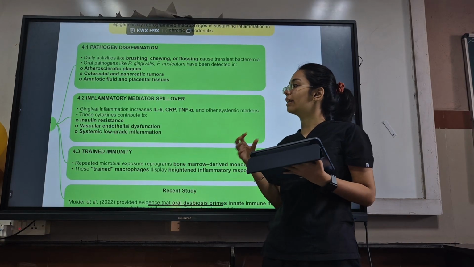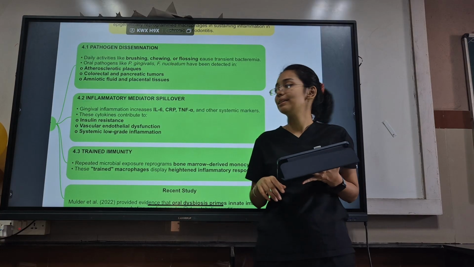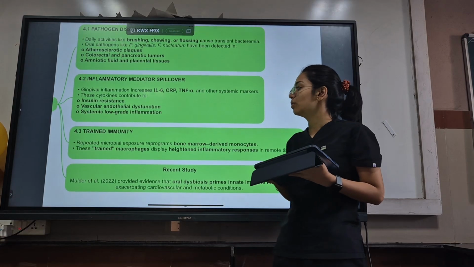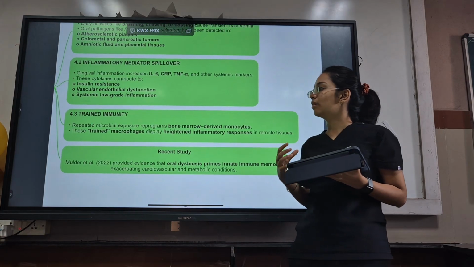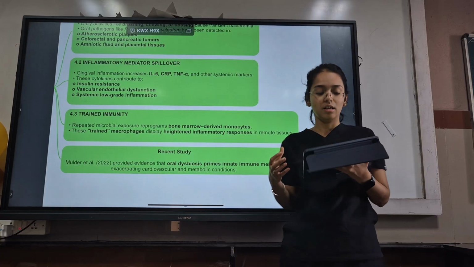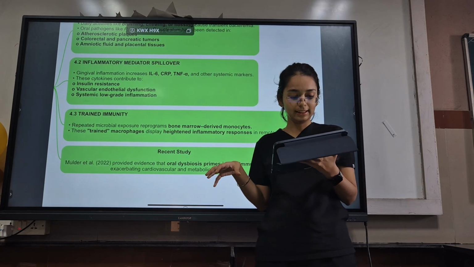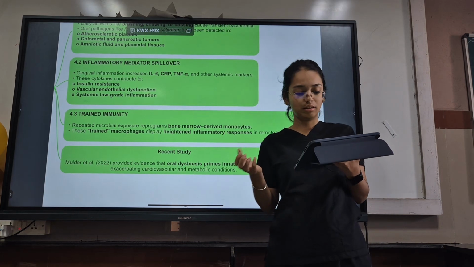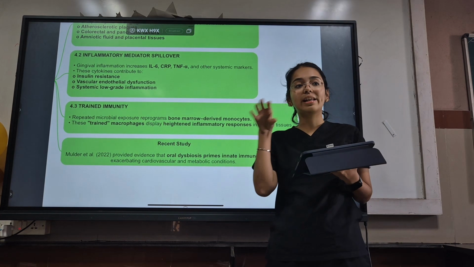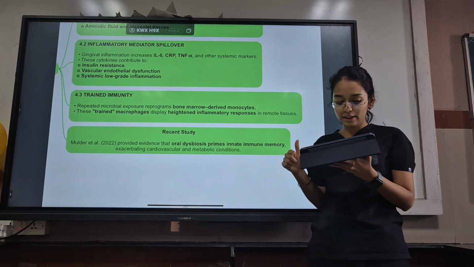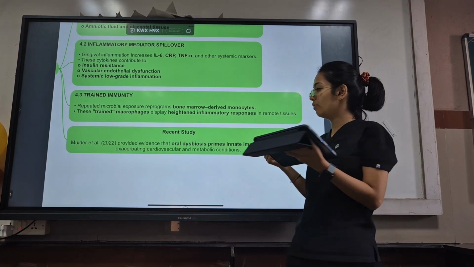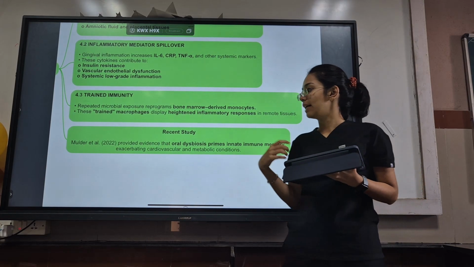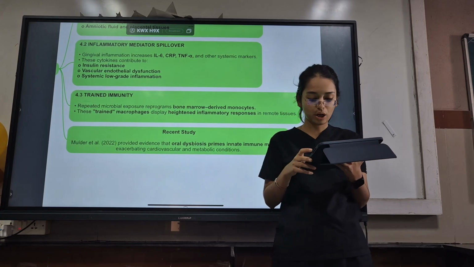These cytokines thereby contribute to insulin resistance, vascular endothelial dysfunction and very low grade systemic inflammation. There is also trained immunity, where repeated microbial exposure programs the bone marrow derived monocytes. These are trained macrophages that will display a heightened inflammatory response in very remote tissues. There was another study in 2022 that provided evidence that oral dysbiosis primes innate immune memory, exacerbating the cardiovascular and the metabolic conditions.